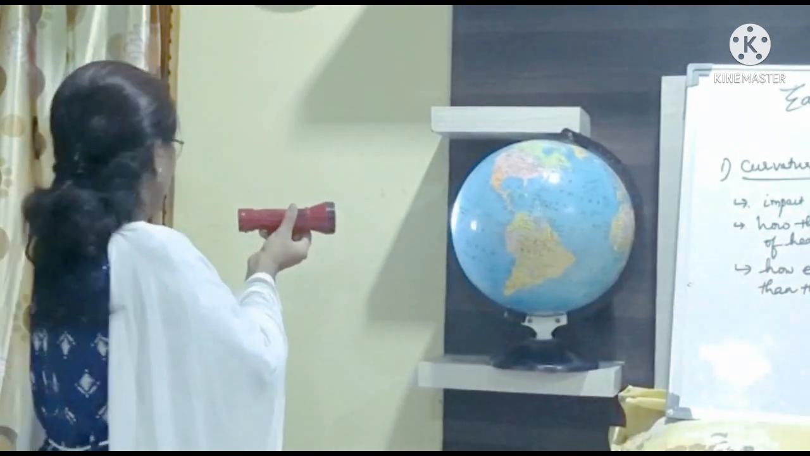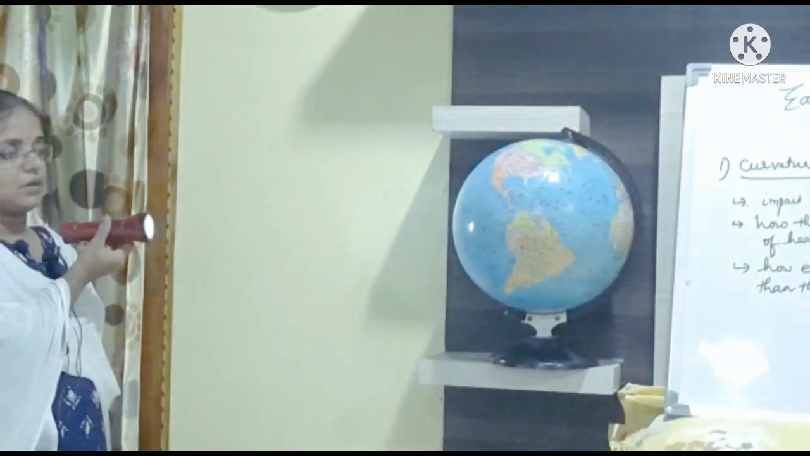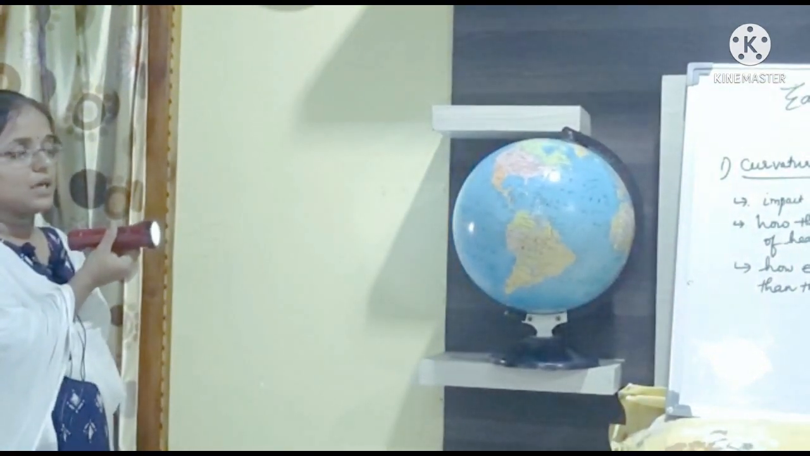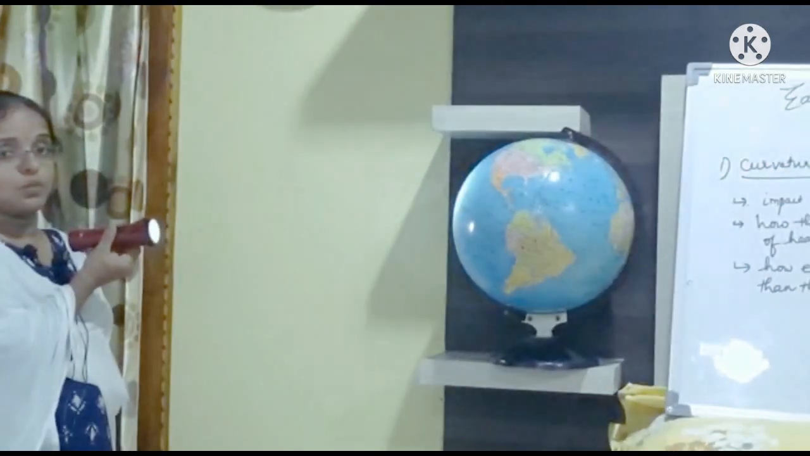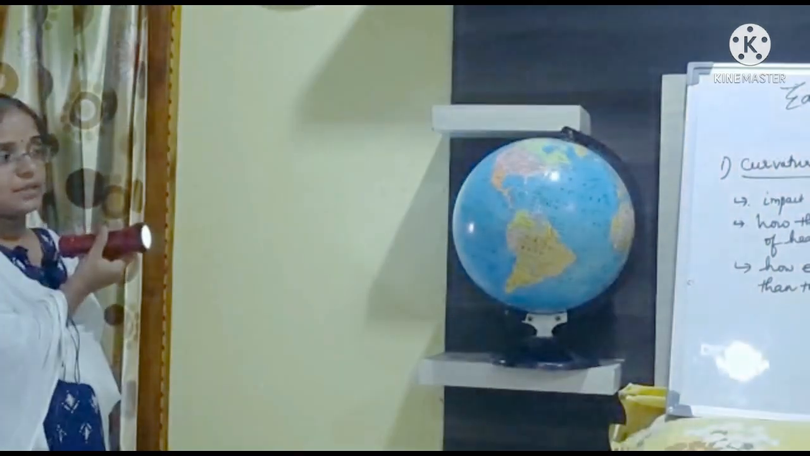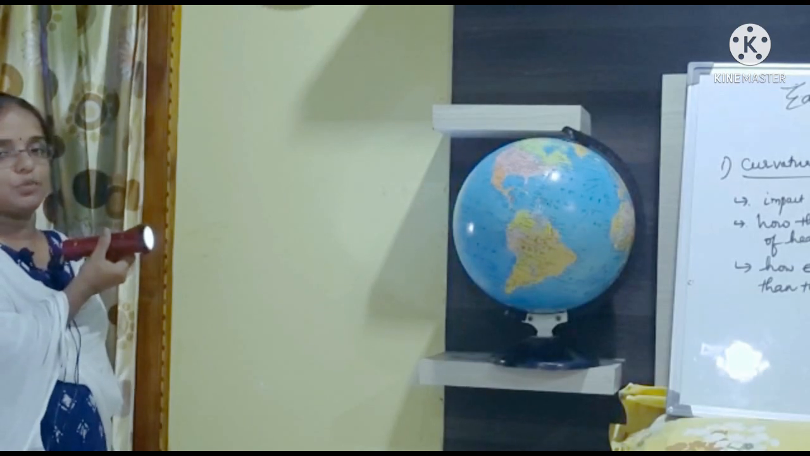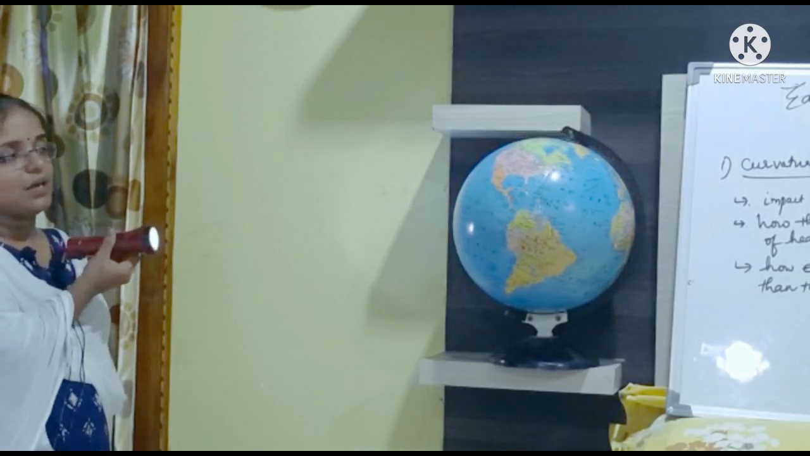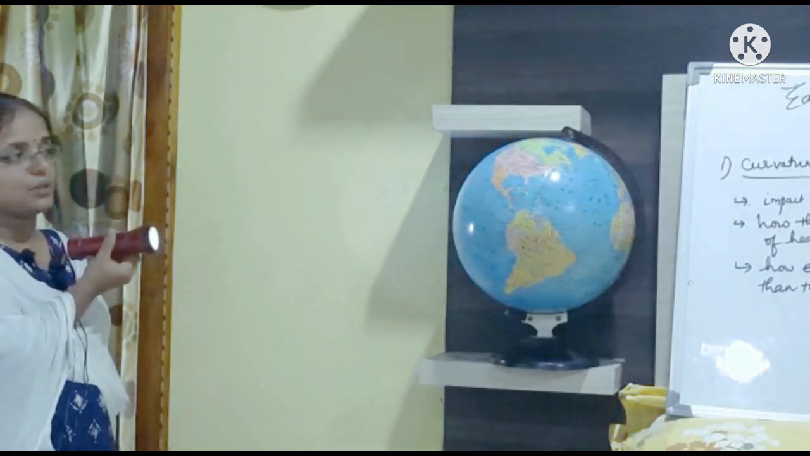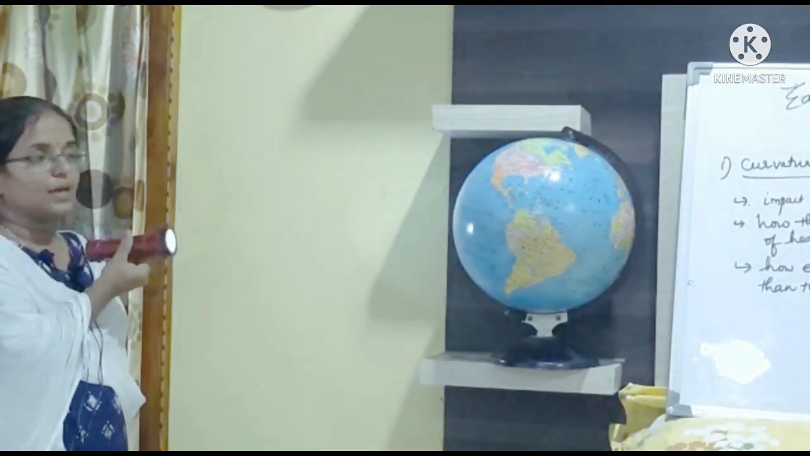If I take 2 steps back, because of the curvature of the earth, you can observe how the rays are vertical on the equator, but if you observe, the rays are not that vertical on the poles, they are slanting near the poles. That is the reason why we observe the equator is warmer compared to the poles. Poles are cooler or colder than the equator.